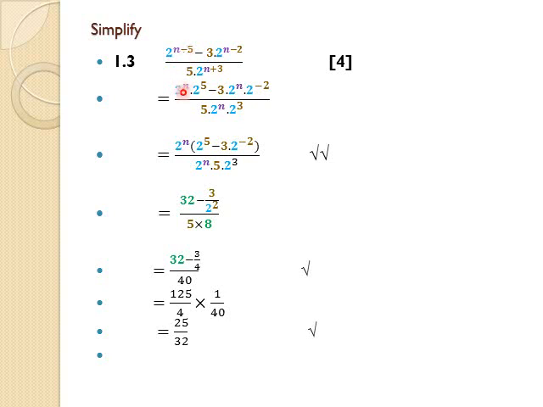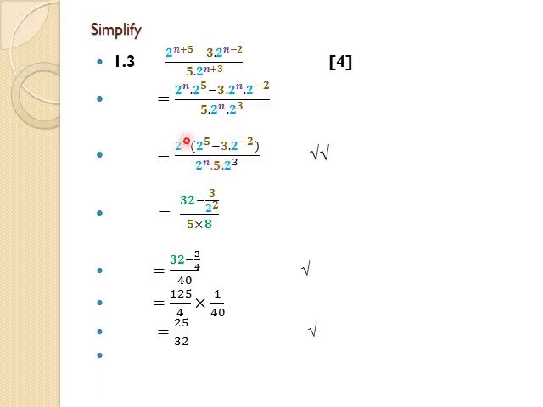So 2 to the power n plus 5 can be expressed as 2 to the power n times 2 to the power 5 minus 3 times 2 to the power n times 2 to the negative 2. The bottom I have 5 times 2 to the power n times 2 to the power 3. So now you should see 2 to the power n, 2 to the power n, 2 to the power n. Take it out as a common factor. If I take out 2 to the power n, I'm left with 2 to the power 5 minus 3 times 2 to the negative 2. The bottom I've just rearranged and wrote 2 to the power n there, 5 times 2 to the power 3.